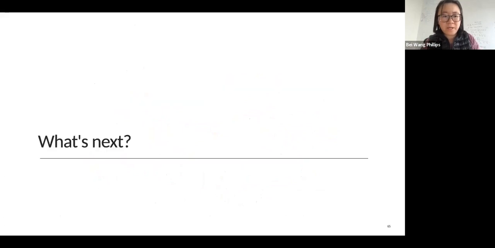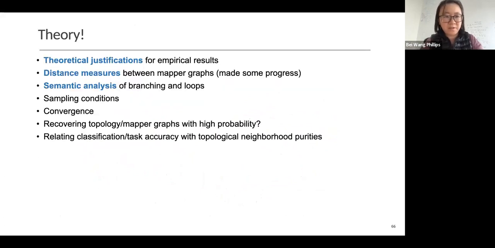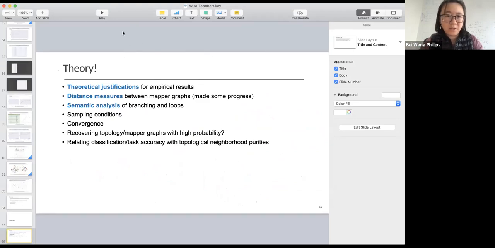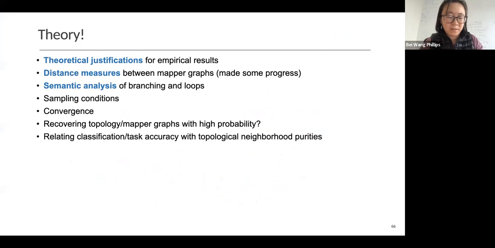So I'm going to end my talk with what I consider the next steps, which is theoretical foundations. Everything I showed you so far has been highly experimental, so what are the theoretical foundations to support this? We already made some progress in looking at distances between mapper graphs and how the bifurcation structure is going to show up. We also want to look at more semantic analysis associated with the branching. There's also discussion about sampling conditions, when does this structure converge, and so on. There are many interesting theoretical questions underneath, but I think all the experimental evidence has been very promising. So that's it.